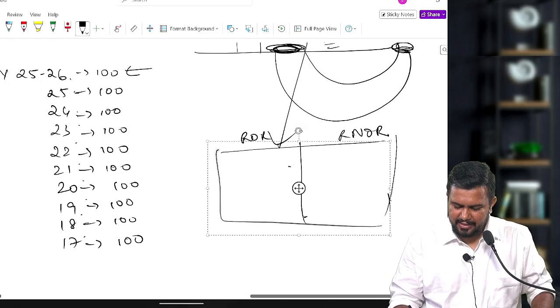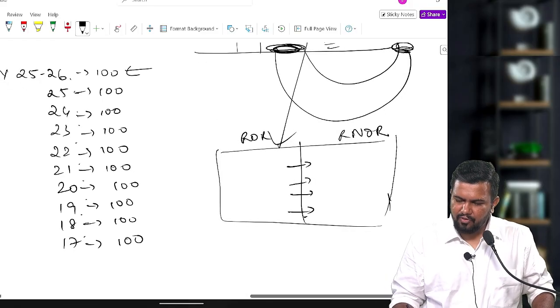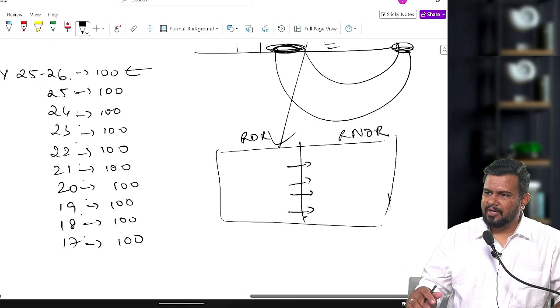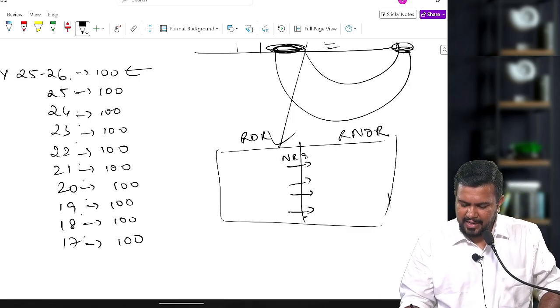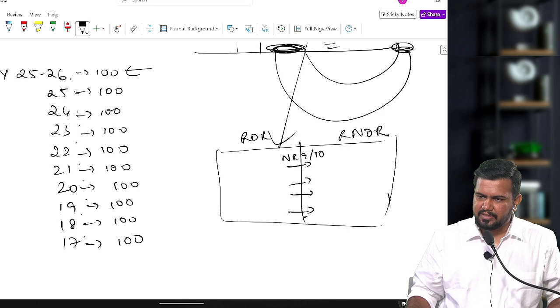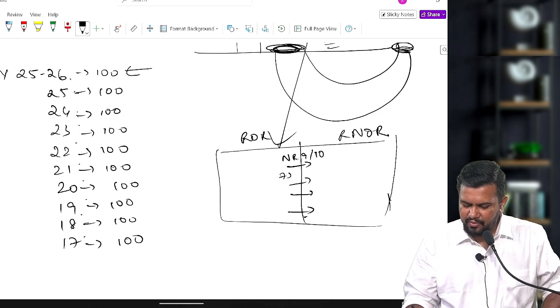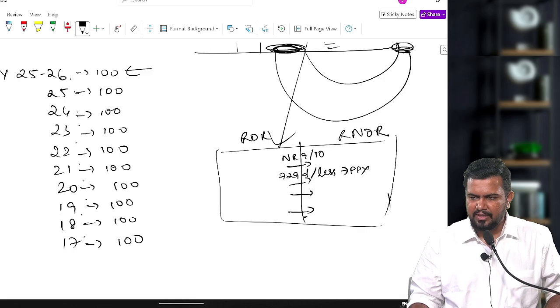So to decide, there are 4 doors. If any of the 4 doors open, that is enough for him to become RNOR. First door is what? Non-resident in 9 out of 10 preceding previous years. The second one is 729 days or less in the 7 preceding previous years.